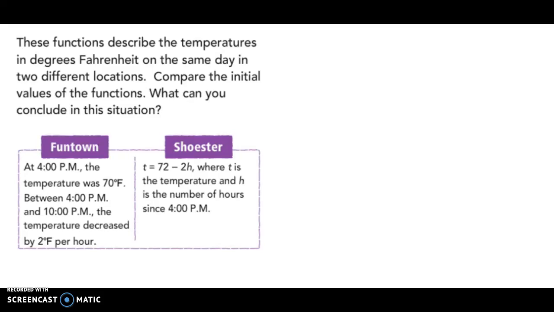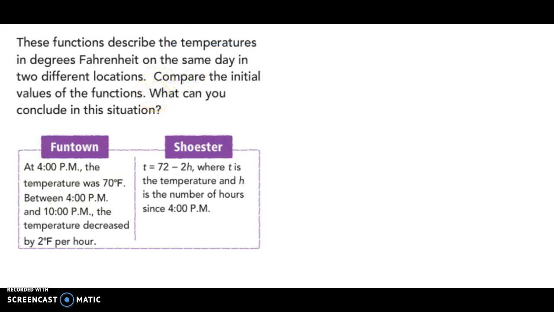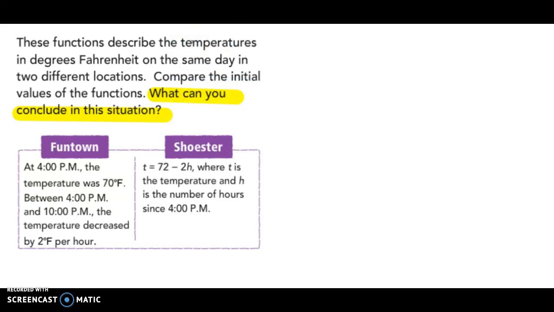Alright, these functions describe the temperature in degrees Fahrenheit on the same day in 2 different locations. Compare the initial values of the functions. What can you conclude in this situation? Well, first again, let's identify what we're asking. What can you conclude about the situations? So let's look at Funtown. At 4 a.m., the temperature was 70 degrees Fahrenheit.